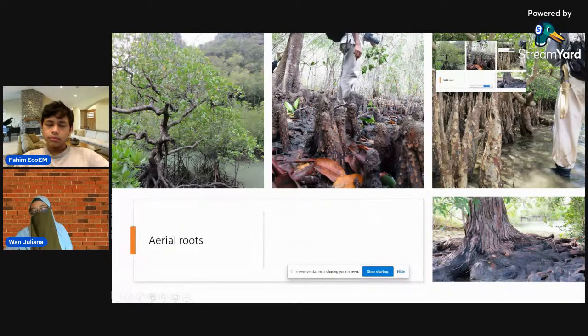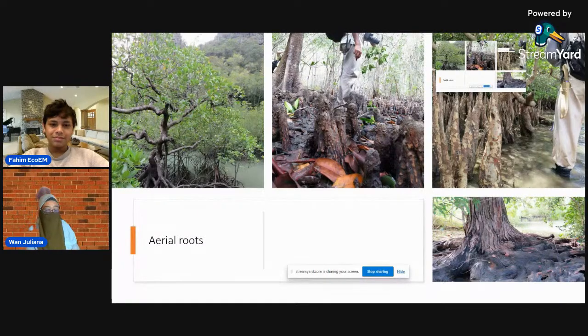And why are they like so? Because they become the breathing roots when the tide is high. The plants need to breathe, right? So the gas exchange happens at these aerial roots to help the plant to grow. And the final one here on the bottom right is a snake-like root. So there you go. There are a lot of terms for the root system alone.